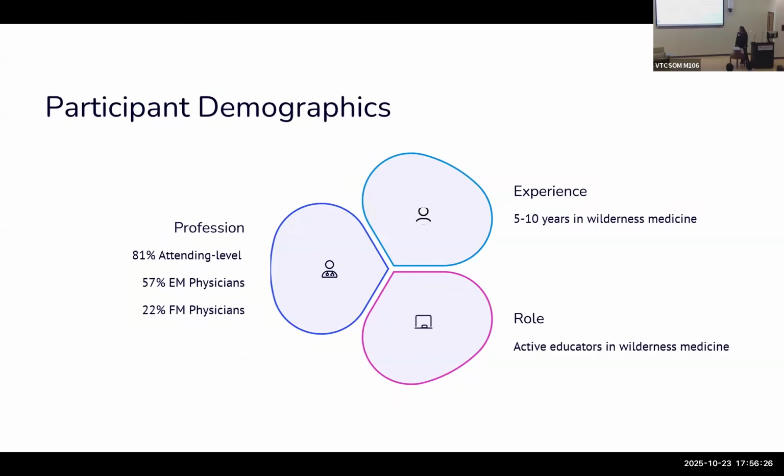Our participants, about 81% of our participants were attendings. Otherwise, we had fellows and we had some medical students that participated as well. 57% were emergency medicine physicians, 22% family medicine physicians. Most of our participants had about 5 to 10 years of experience in wilderness medicine and all identified as active in wilderness medicine education.